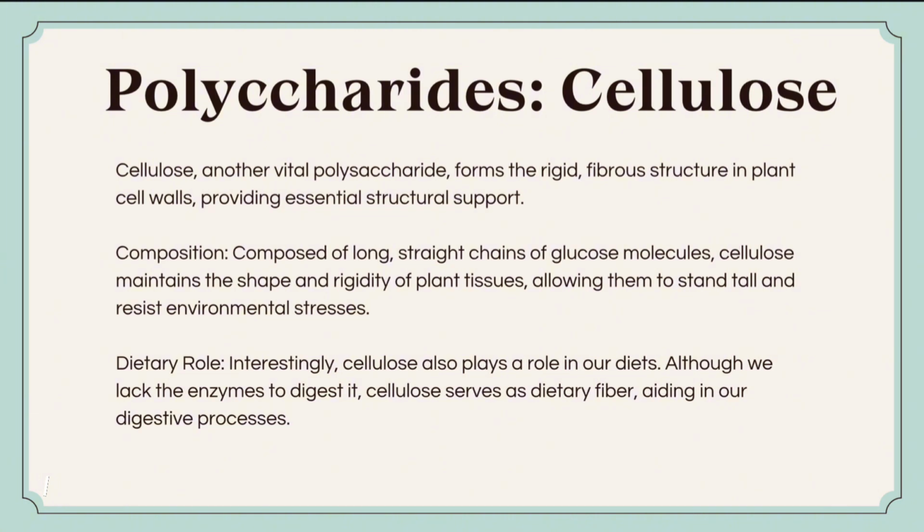Next, we have cellulose, another vital polysaccharide. It forms the rigid fibrous structure in plant cell walls, providing essential structural support. Composed of long, straight chains of glucose molecules, cellulose maintains the shape and rigidity of plant tissues, allowing them to stand tall and resist environmental stresses.